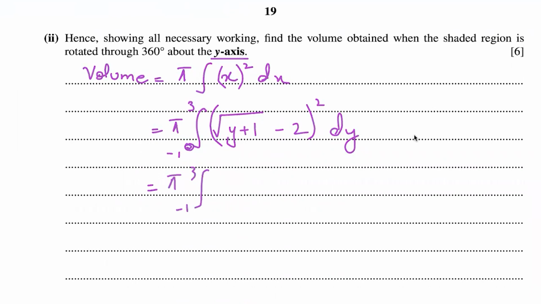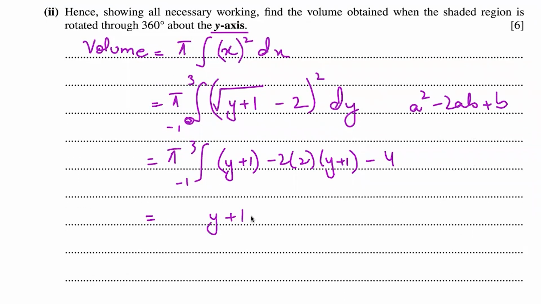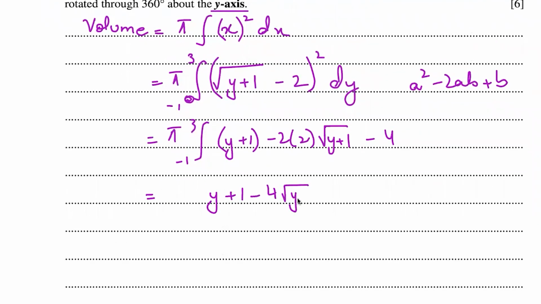we can use the formula a squared plus minus 2ab plus b squared. So the square of the square root of y plus 1 would become y plus 1, minus 2 times 2 into square root of y plus 1, that is 4 times the square root of y plus 1, plus 4.